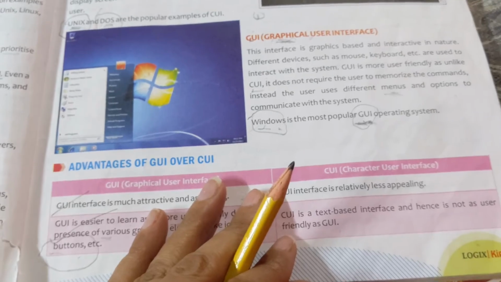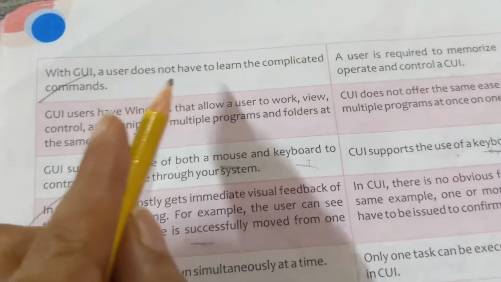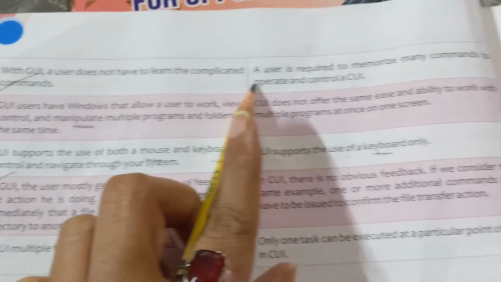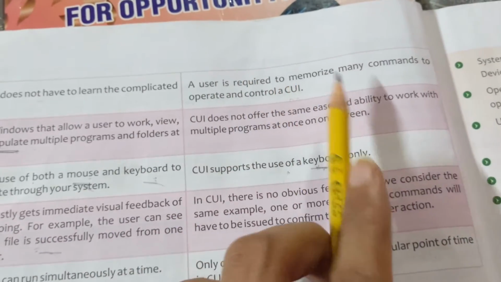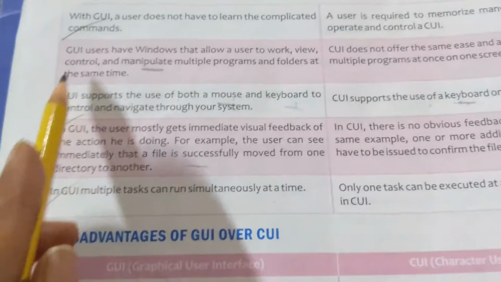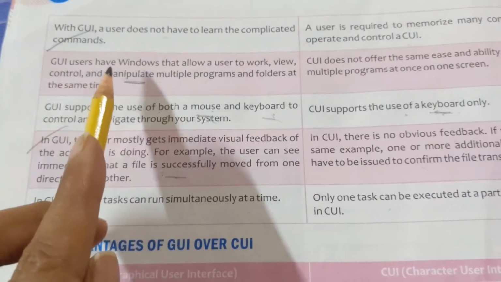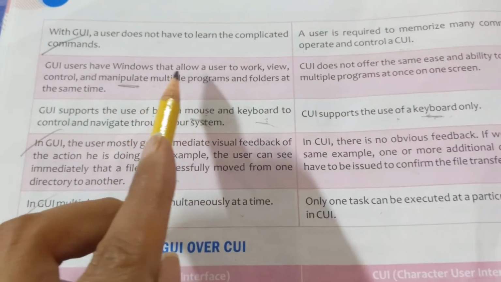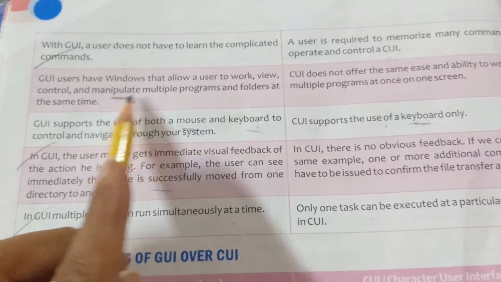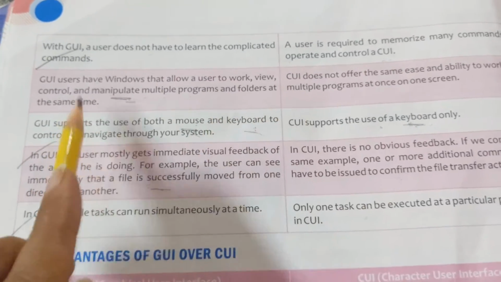In the next one, so in the third point, with GUI a user doesn't have to learn the complicated commands. Here a user is required to memorize many commands to operate and control a CUI. GUI users have windows that allow a user to work, view, control and manipulate multiple programs and folders at the same time.